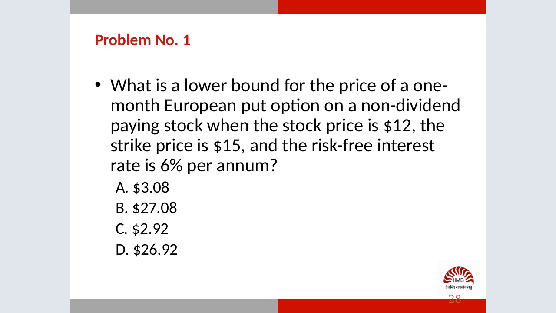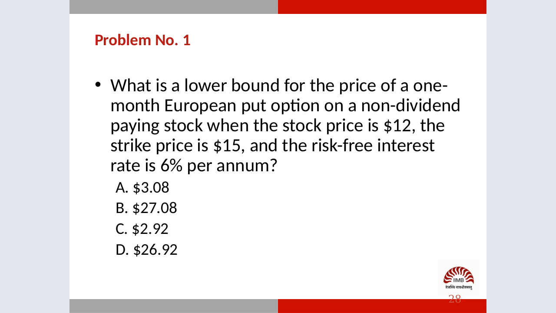What do you think will be the answer to this? Now, obviously, you can calculate it. The formula is there. But don't try to compute everything, just be a little intelligent. You see, the current price is 12, the strike price is 15, and it's a put option. Can the price effectively be more than 12 or 15? The answer is no. Therefore, B and D are automatically ruled out.